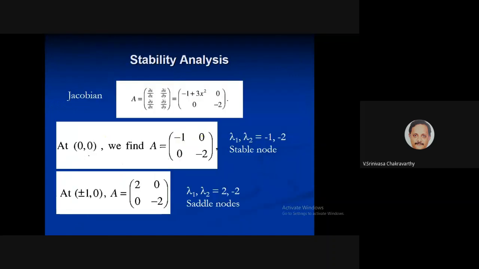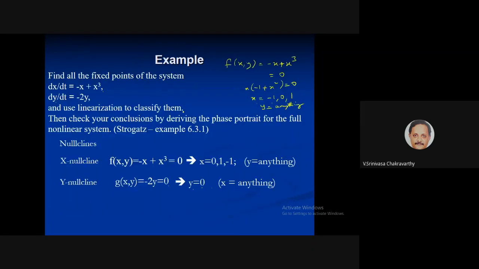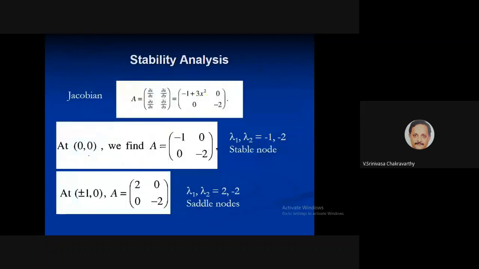So let us see how that is done. First, let us find the Jacobian. The Jacobian is ∂ẋ/∂x, ∂ẋ/∂y, ∂ẏ/∂x, ∂ẏ/∂y. If you look at this expression, that will be minus 1 plus 3x², and 0, because ẋ depends only on x and ẏ depends only on y. So it's a very simple system. So this is the Jacobian.